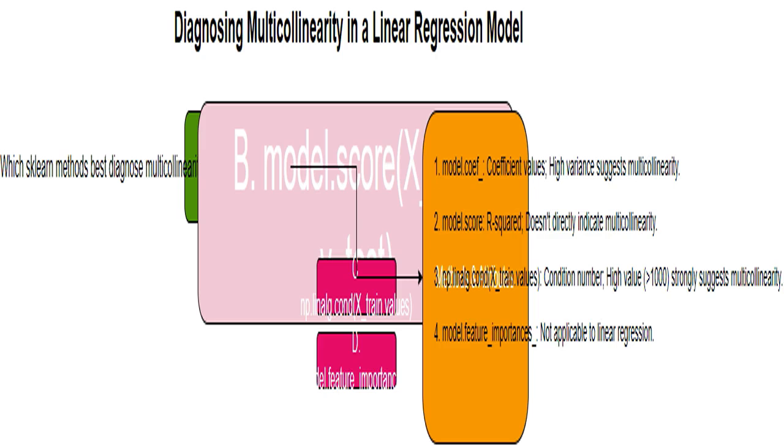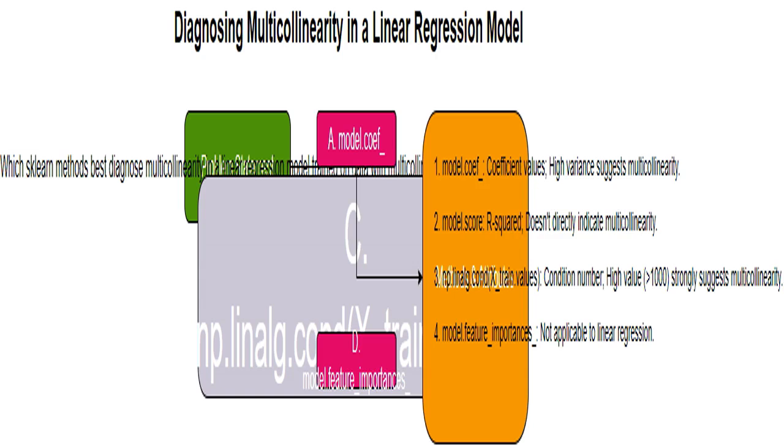This calculates R-squared, which tells me how well the model fits the data. A low R-squared is bad, but it doesn't directly mean there's multicollinearity. Likewise, a high R-squared doesn't guarantee it's absent. This is key. It computes the condition number of my feature matrix, x_train, which shows how much the coefficients change if I slightly change the input data. A high number, usually above 1000, strongly suggests multicollinearity.